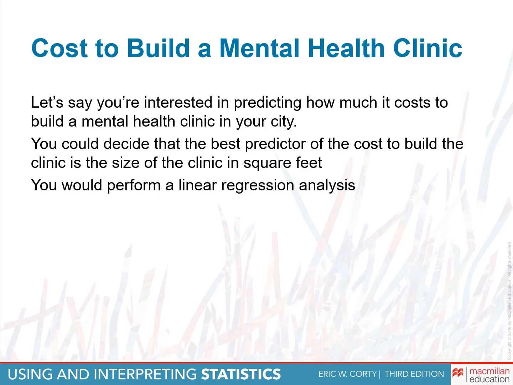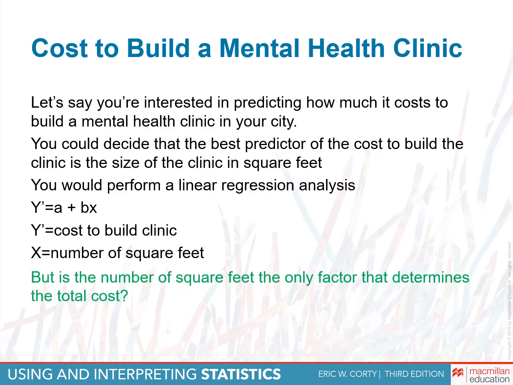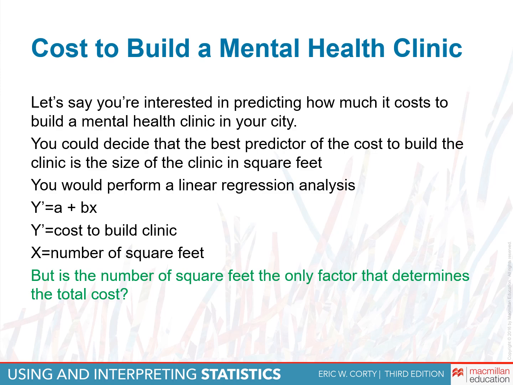So if we wanted to, we could do a simple linear regression analysis here. We could just do the y prime equals a plus bx, where y prime is the cost to build our clinic. X is the number of square feet the clinic will have. And we could just do that. But the problem with that is that we're assuming that the number of square feet is the only factor that determines the total cost, which is more than likely not true.